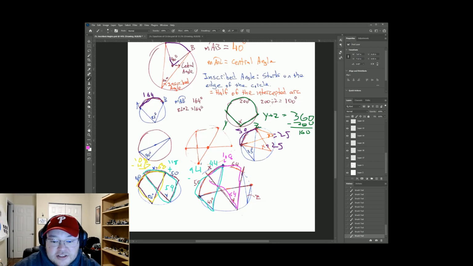Now here's the question, is how do we find that last little bit? And that's where I said you have to remember that this is a straight line. Straight line is 180 degrees. So if you do 94, or 50 plus 44 plus 64, let's just do that. Or 108 plus 50 is another way of thinking of it.